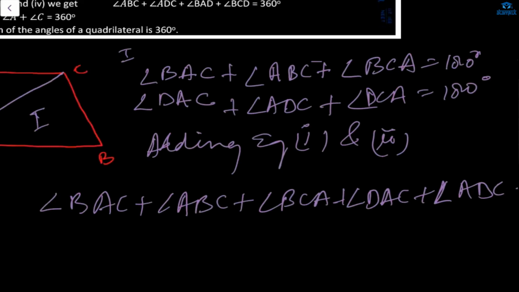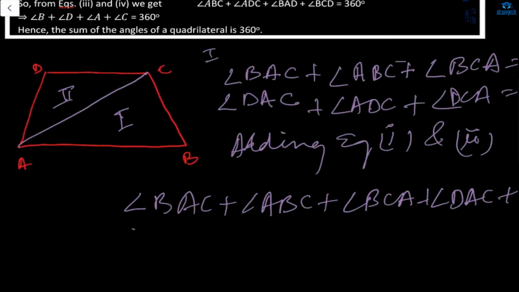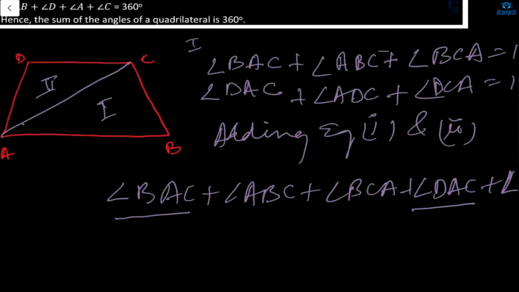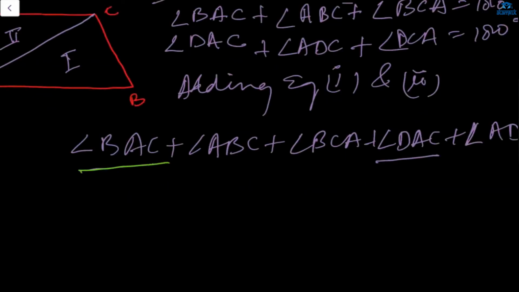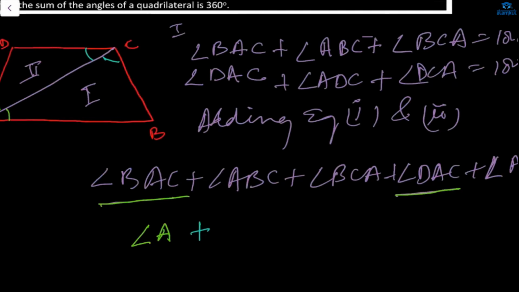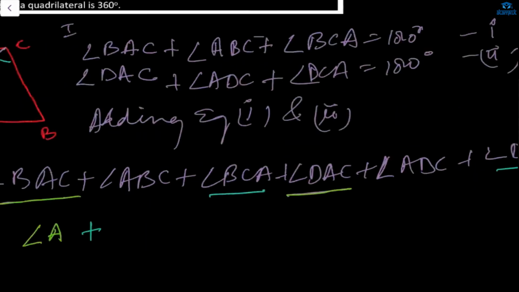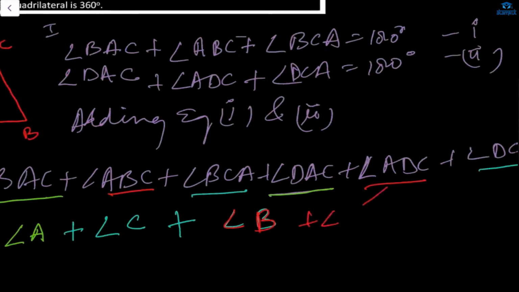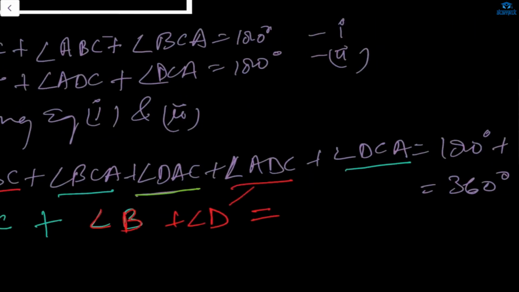Now, if you see angle BAC plus DAC, this angle plus this angle is going to make angle A. I'm using one color for this angle, and this angle and this angle is going to make angle A. Then plus, this angle and this angle will make angle C. BCA and DCA, this angle is going to make angle C. And ABC will be angle B. This will be angle B and this will be angle D. So angle A plus angle B plus angle C plus angle D will be equal to 360 degree. Now understood?